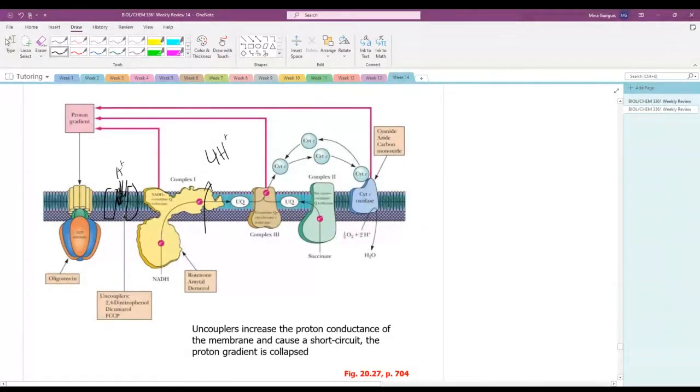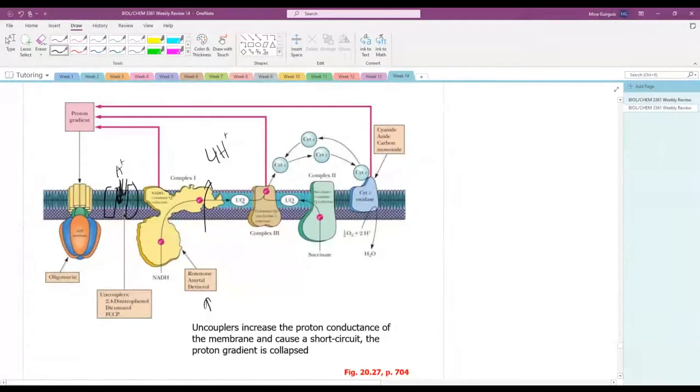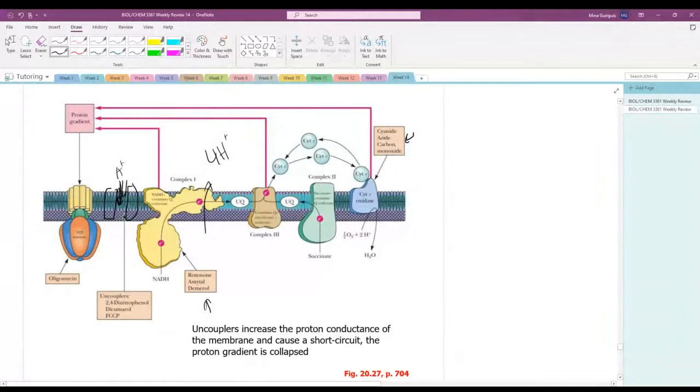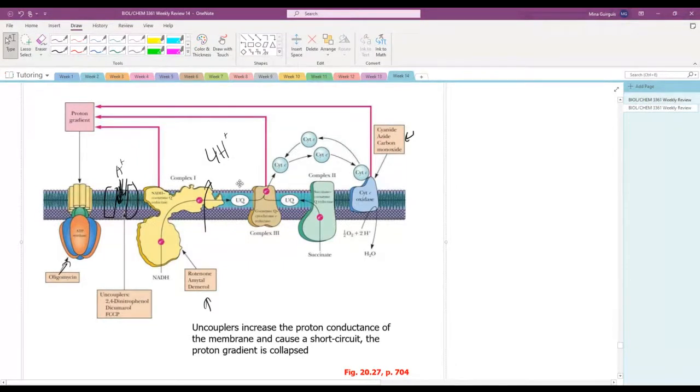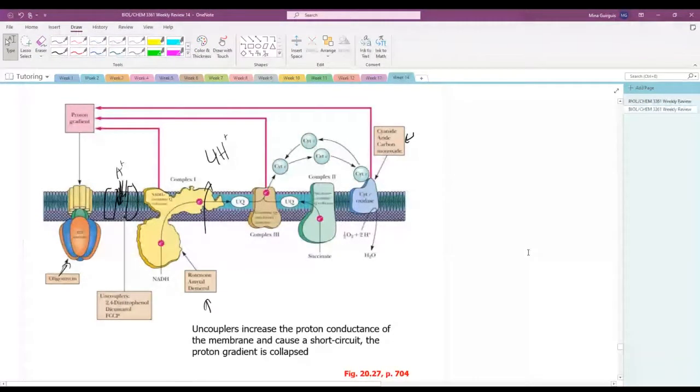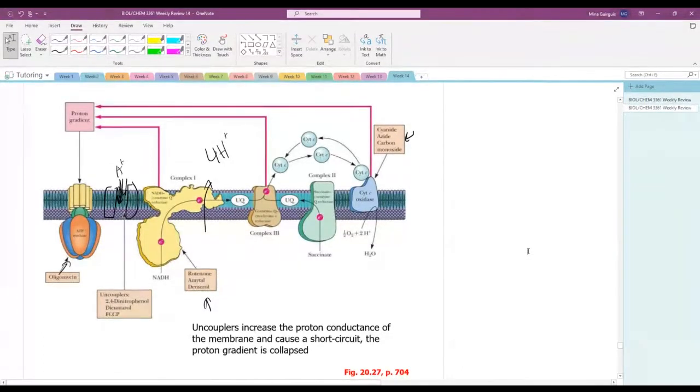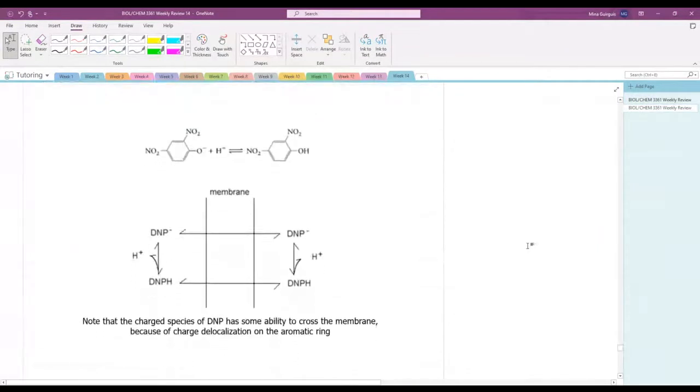We could also target complex 1 using any of these 3 drugs. We could also target complex 4 or cytochrome C oxidase using any of these 3 drugs. Or, once again, we could target ATP synthase with oligomycin. So all of these different places are places where we could effectively say we're inhibiting the electron transport chain and ATP synthesis.